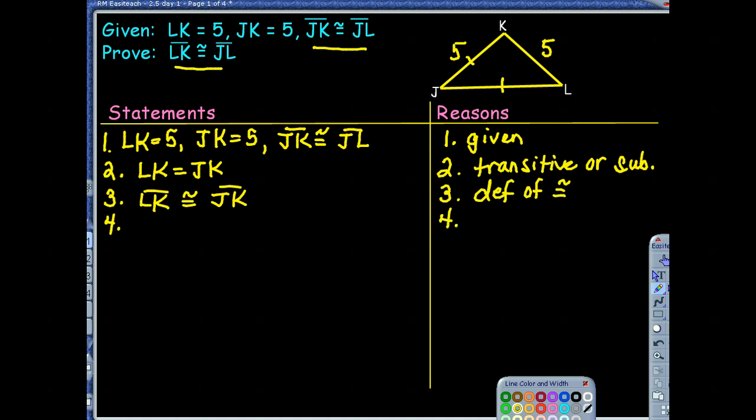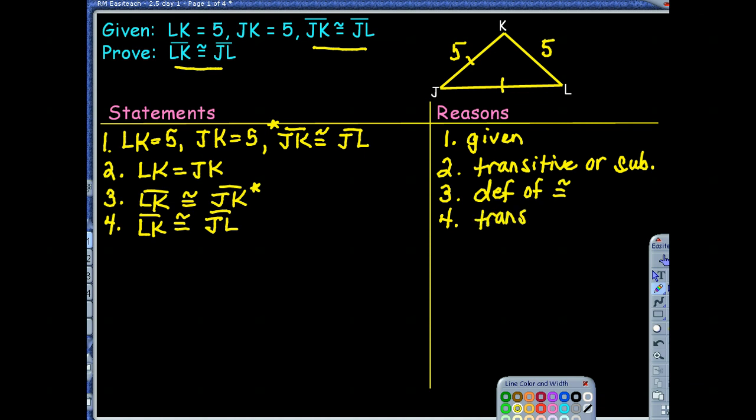Now, backtrack. We've used the first part of the given to say this, but we still have to use this part of the given. Looking at those, they both have that segment JK in common. So if two things are congruent to the same thing, they're congruent to each other. So I think we can state that segment LK is congruent to segment JL, and that is the transitive property.